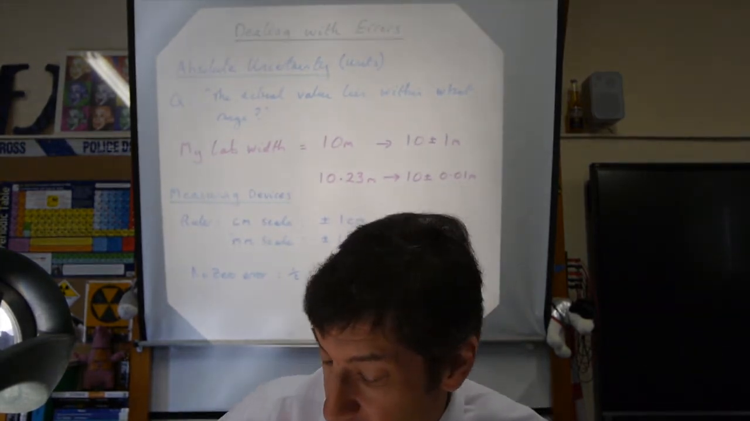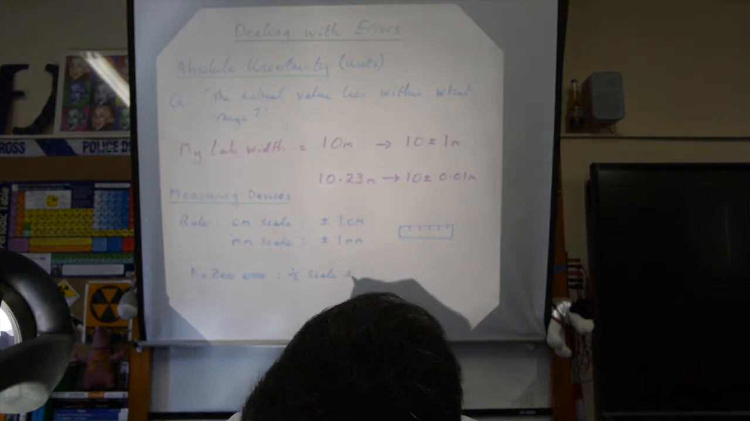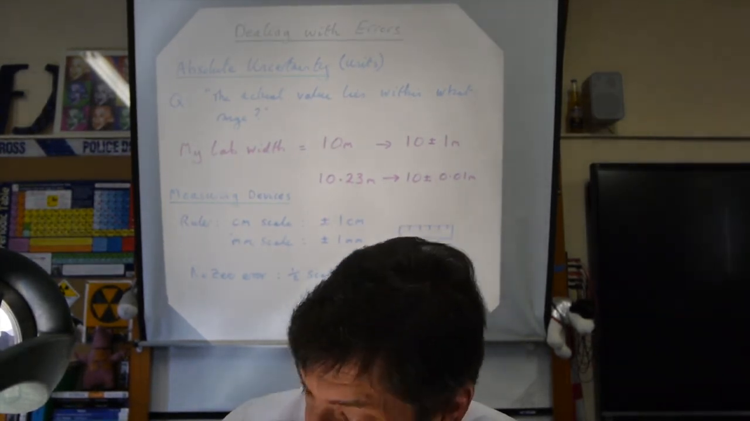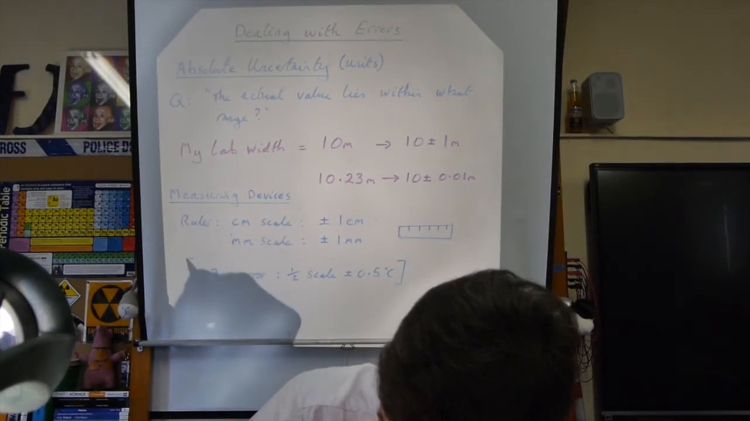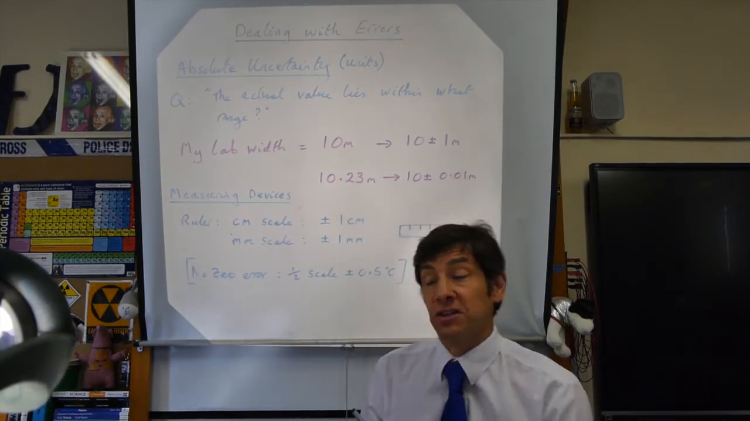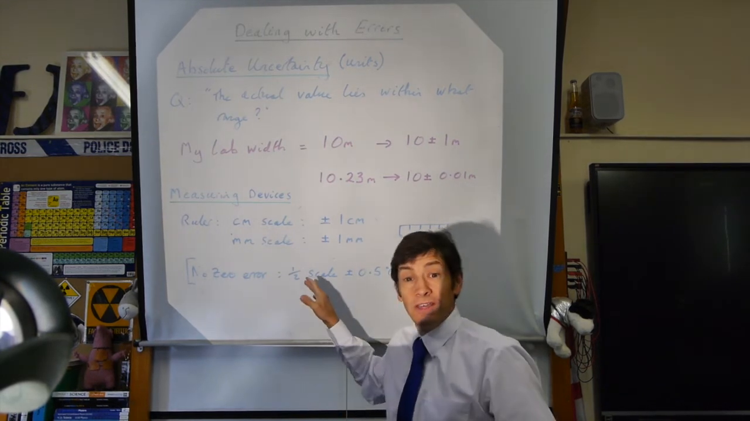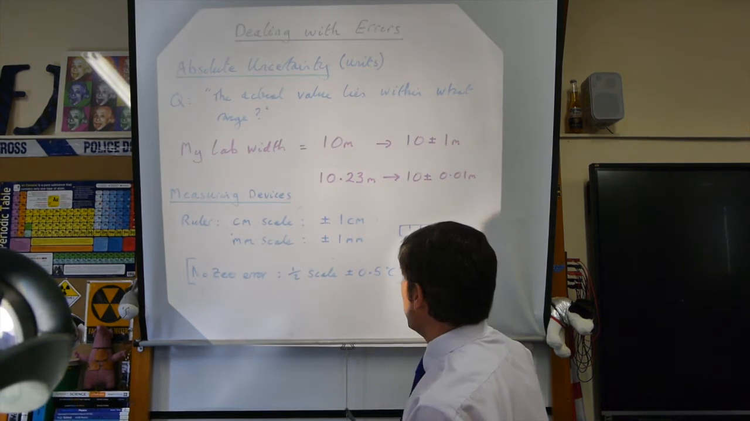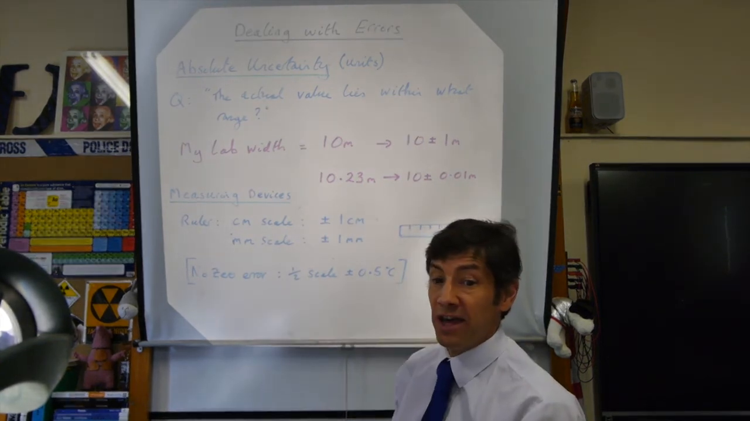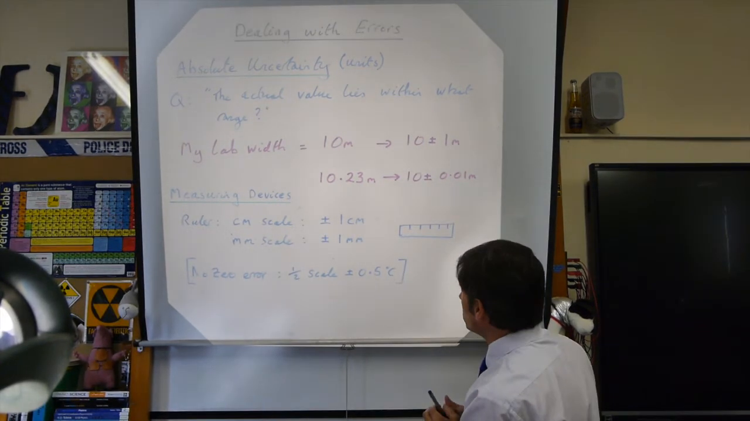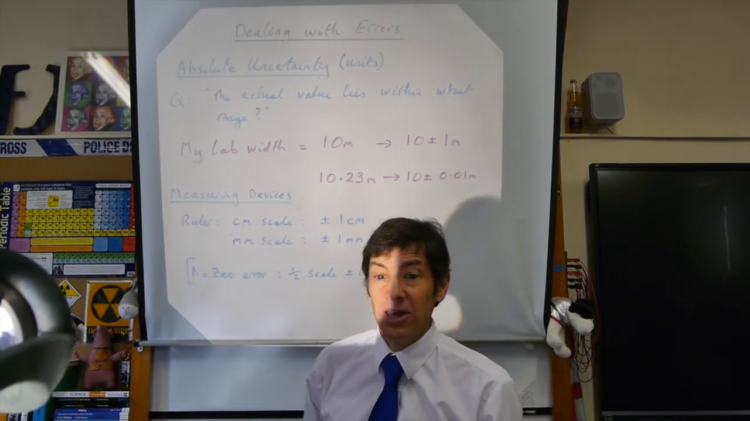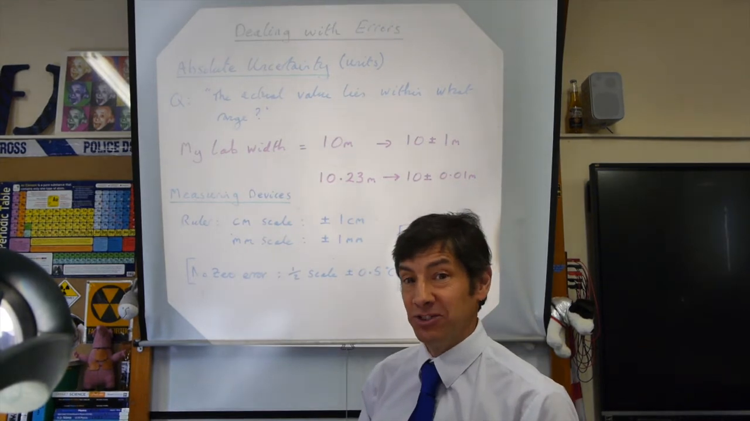So something like plus or minus 0.5 degrees C, and we assume that thermometers typically don't have a 0 error. So that's a quick look at measuring devices, and we've looked at the resolution, the smallest scale that we can measure down to.